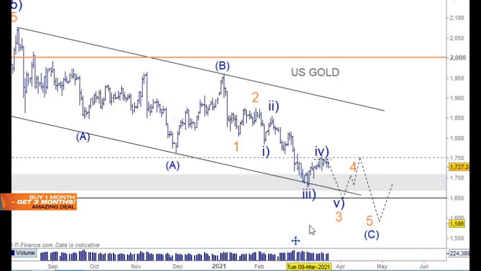So looking at it as wave 4, I've got one count that can take us down to wave 5 here, which would have a low in place here, and then we've got this count here where we would have another move in this space here as well.